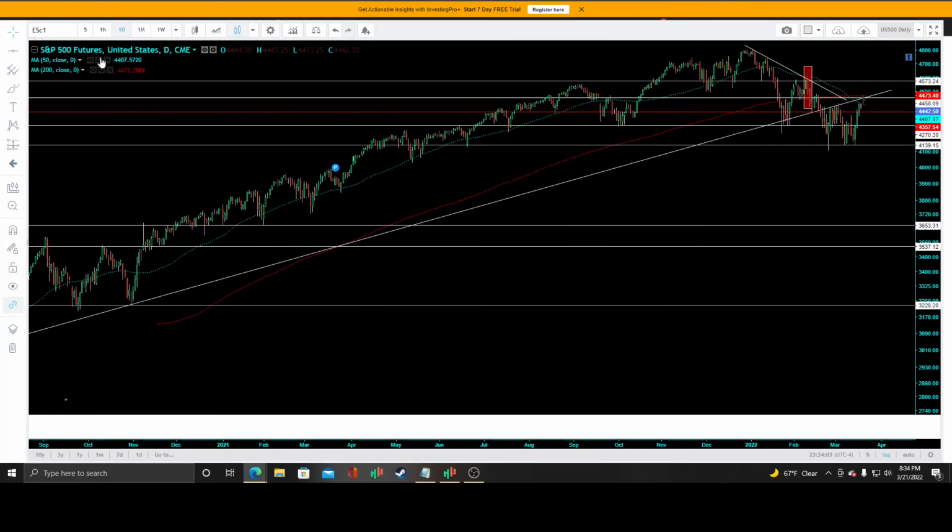SPY traders, S&P 500 broad market traders, this is it. This is your moment. This is a full position short trade setup.